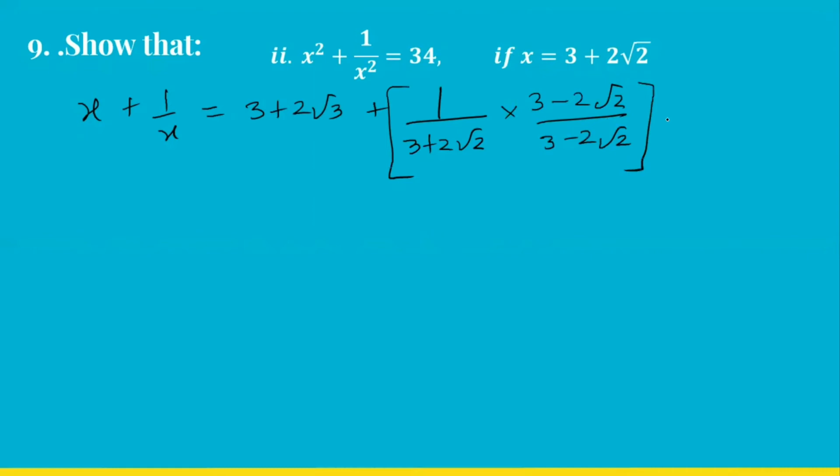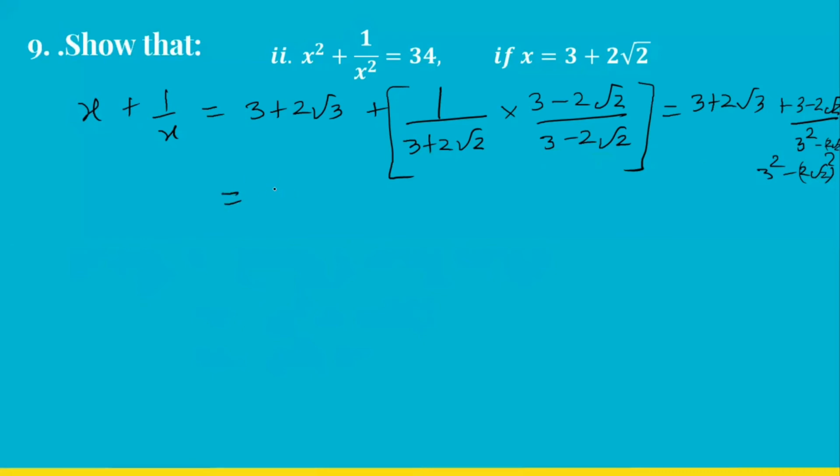Okay, so we simplify further. So 3 plus 2 root 2 remains as it is. 1 multiplied by 3 minus 2 root 2 is plus 3 minus 2 root 2. And the denominator of this is going to be again 3 square minus 2 root 2 square. Okay, I'll write this down here. 3 square minus 2 root 2 square. Now 2 root 2 square is 8. 2 square is 4 and root 2 square is 2. So 4 2s are 8 and 3 square is 9. So the denominator we are going to get is 1.